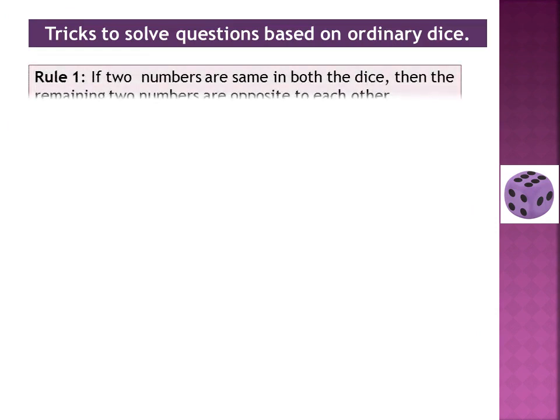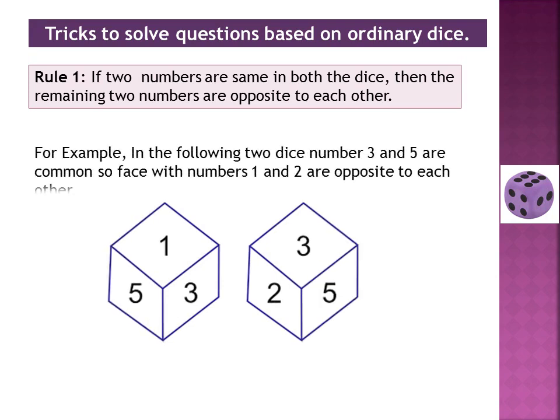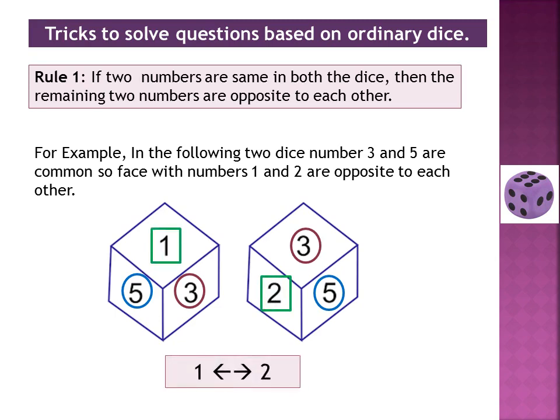Rule 1. If 2 numbers are same in both the dice, then the remaining 2 numbers are opposite to each other. For example, in the following 2 dice, numbers 3 and 5 are common, so faces with numbers 1 and 2 are opposite to each other. So here 3 is the common number, 5 is the common number, therefore 1 and 2 are opposite to each other.